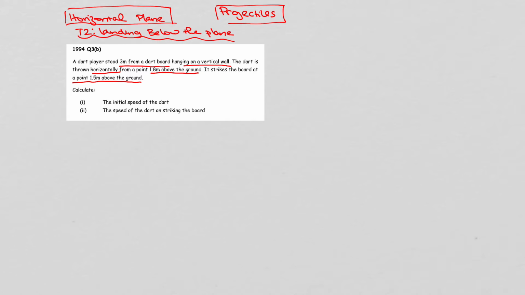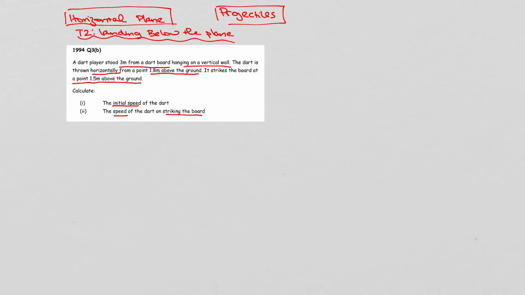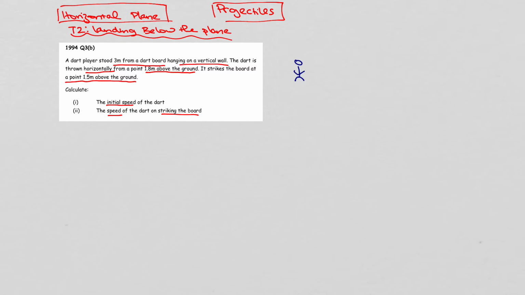So it wants us to do two things: calculate the initial speed and then calculate the speed of the dart on striking the board. Just be careful, we're looking for speed and not velocity, which means we need to find our magnitude. So if we start by drawing a little diagram, nothing too fancy, just a matchstick man, we can see that he's throwing his dart. Here's the plane from which the dart is starting, but of course, it's landing just below on the dartboard from where it has started.